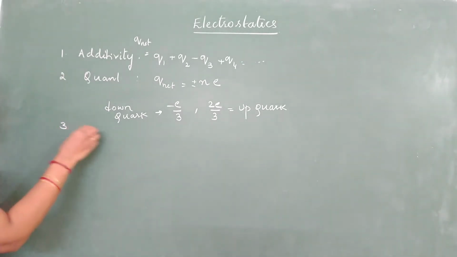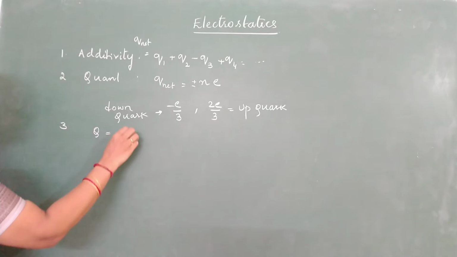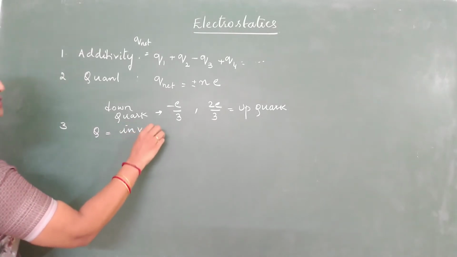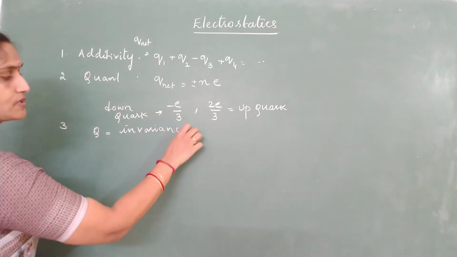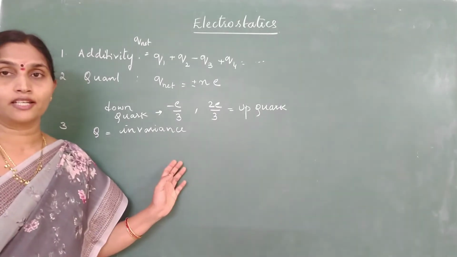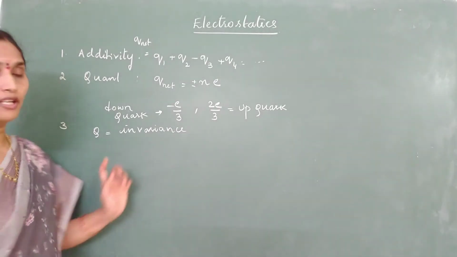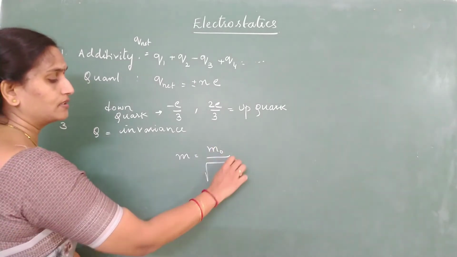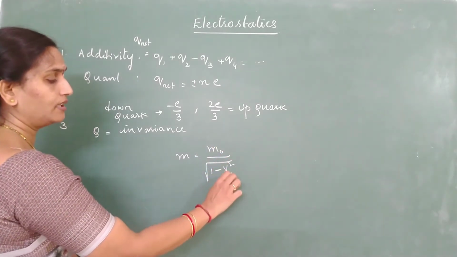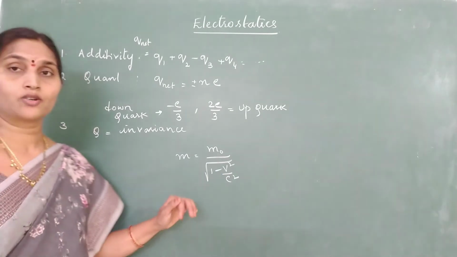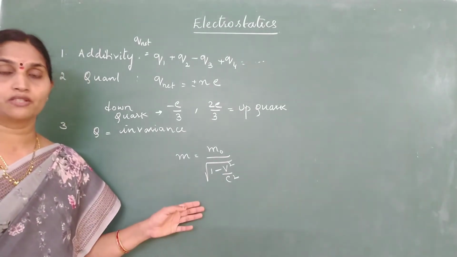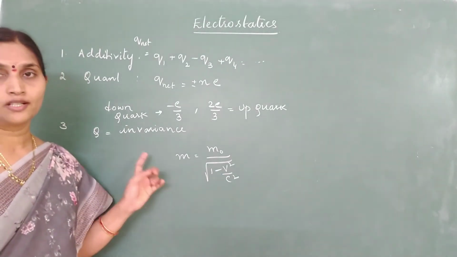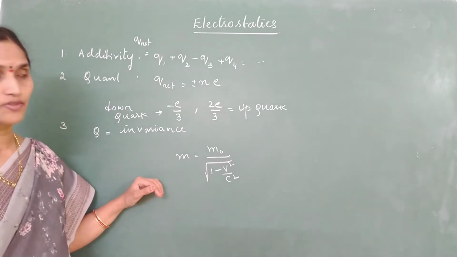Then charge is invariant. It does not vary with speed. Mass changes with speed according to Einstein's relation: mass will be a variable according to the relation m is equal to m naught by under root of 1 minus v square divided by c square. But charge does not vary. Even if a charge travels with the speed of light, its magnitude is not going to change. That's called invariance of charge.